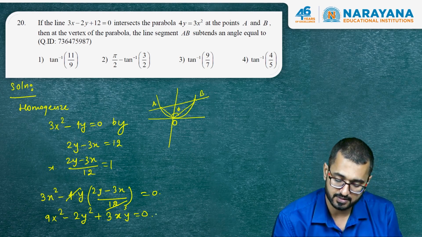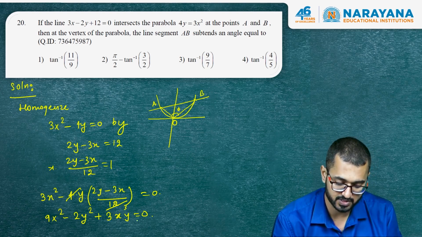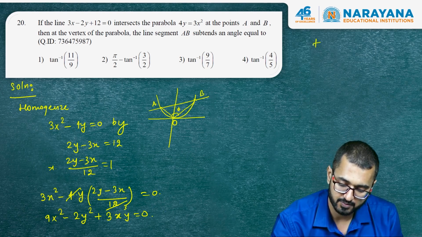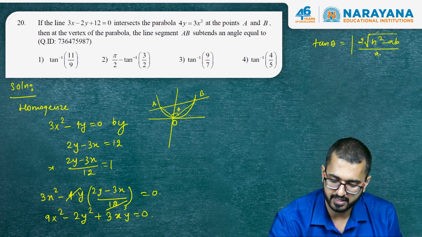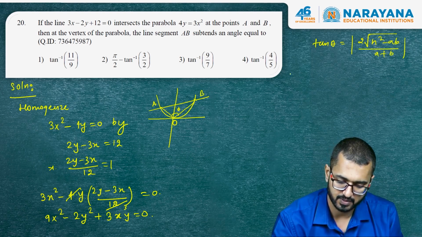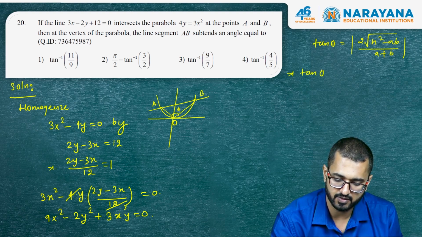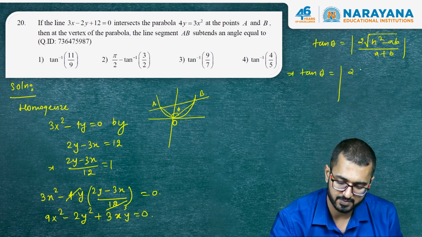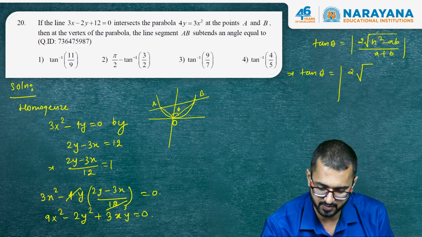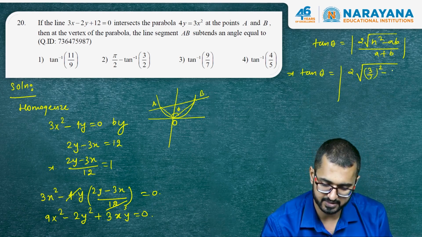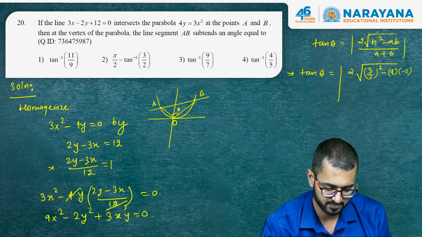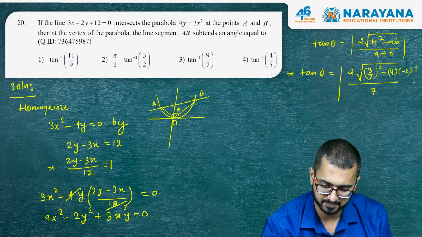So now this is a homogeneous equation, ax² plus 2hxy plus by². So the angle between the lines is given by tan theta is equal to 2 times the root of h² minus ab over a plus b. So let's use this. So I'll be getting tan theta equal to the modulus of 2 times the root of h². So the square root of h² means 3 over 2. So h² minus ab. So a is 9 and b is minus 2, over a plus b. So again this will give me 7.